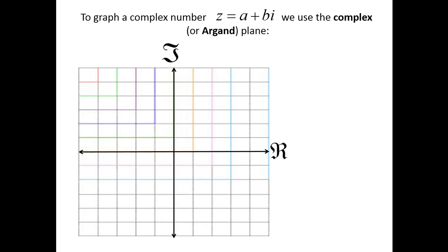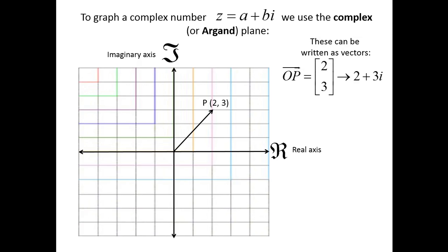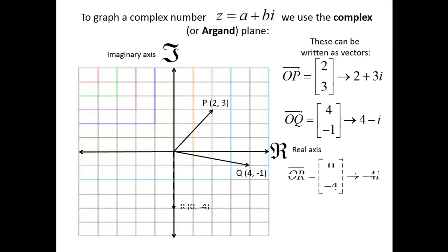And the biggest thing to remember is that we graph these similar to how we would graph vectors, but that your x-axis is your real axis, and your y-axis is your imaginary axis. For example, the vector 2, 3 would be the complex number 2 plus 3i. Vector 4, negative 1 here would be the complex number 4 minus i. The vector 0, negative 4 would just be the complex number negative 4i, so notice that's on the imaginary axis. And then the vector negative 3, negative 1 corresponds to the complex number negative 3 minus i.